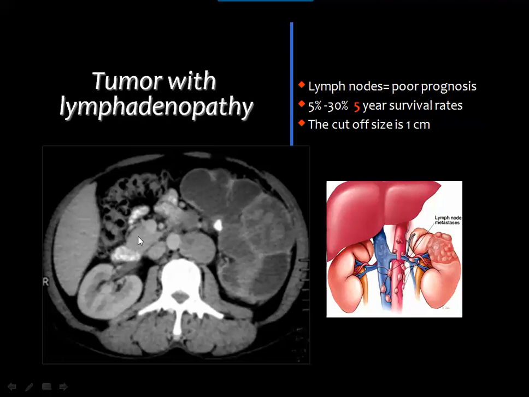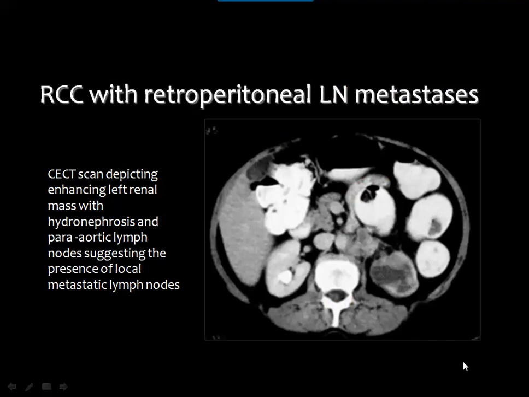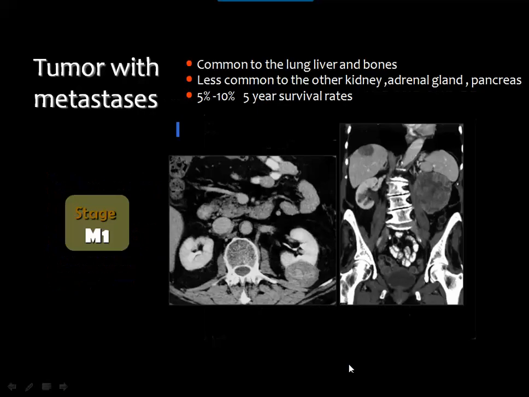This is the pancreatic head identified by the superior mesenteric artery and vein. Then this is the tumor in the left kidney, and in the para-aortic area, you see a soft tissue mass representing metastatic lymphadenopathy. Tumor with metastasis is stage M1, and this is an example.